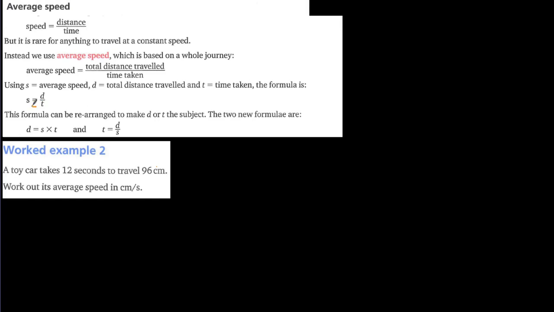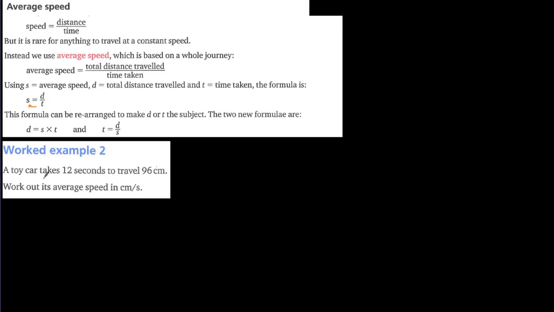You can derive the formula. You can send this one to the other side. If you want to find the distance, you can do it like this: distance is equal to speed times time. Or if you want to find the time, you take the total distance divided by the average speed. So by deriving this formula, you can get these two also.